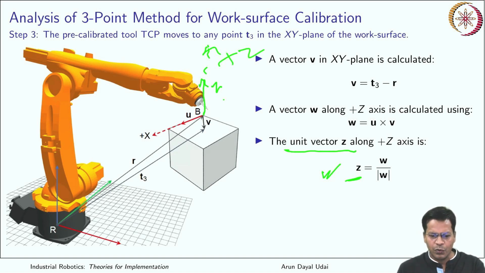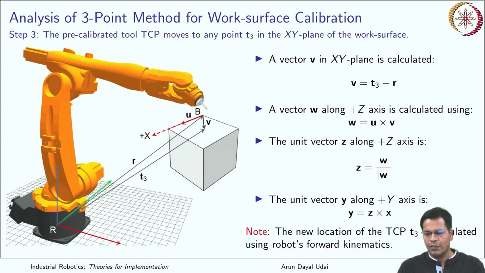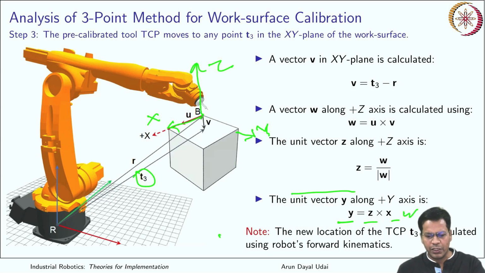So now you know the unit vector along the x axis and the unit vector along the z axis. So you can quickly find the unit vector along the y axis by taking the cross product of z and x. This was your unit vector z, this is your unit vector x. Taking the cross product like this will give you a unit vector along the y axis. So that is your bold y, small. Again, I am using the TCP location T3 found by forward kinematics. That is now quite trivial.